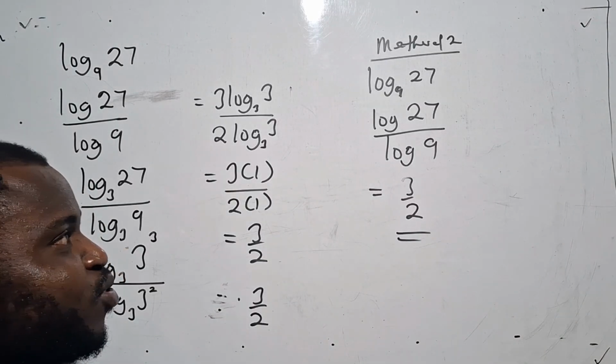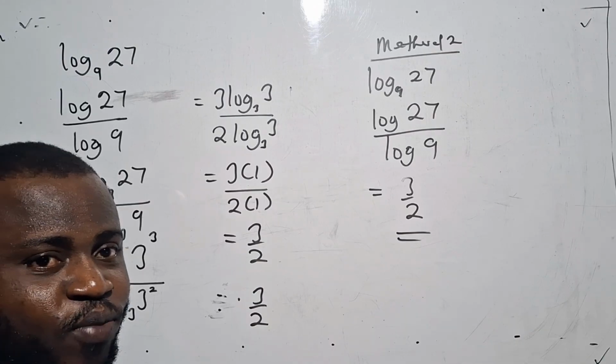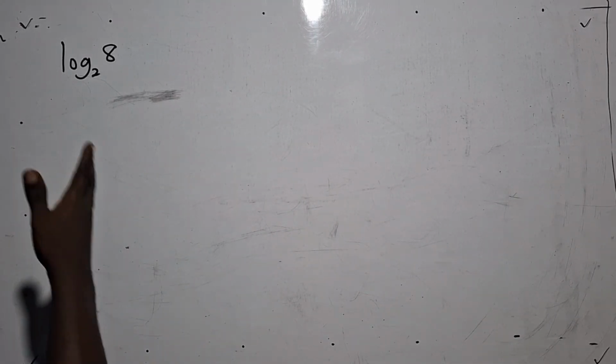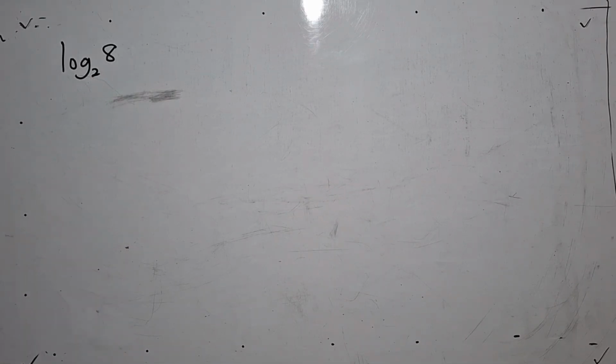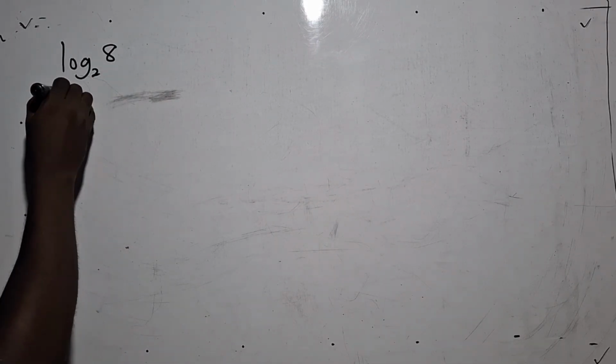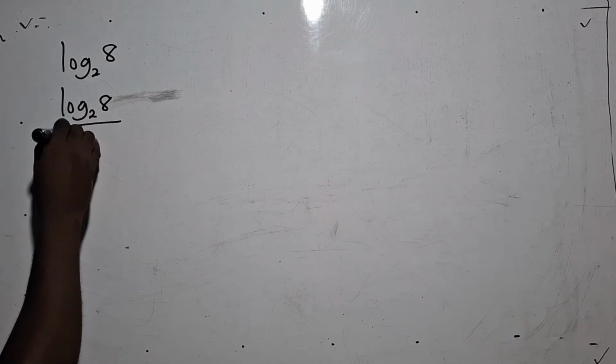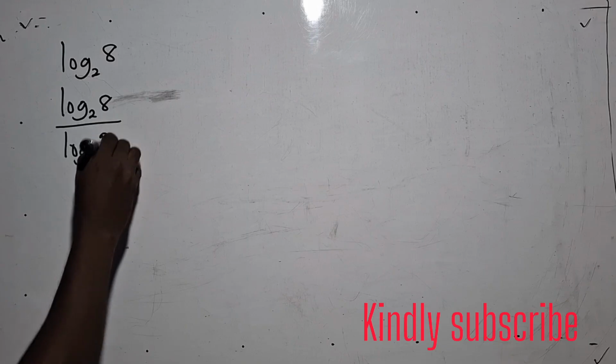So we are quickly going to take our next question on the change of base method. As the second question is posted on the screen, log base 2, 8. We are still using the change of base method to solve this. The common factor for 2 and 8 is going to be 2. So we are going to express it as log base 2, 8 over log base 2, 2.